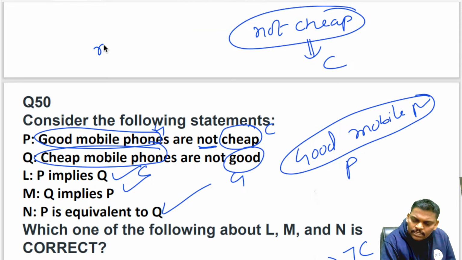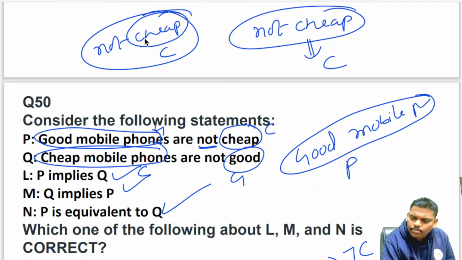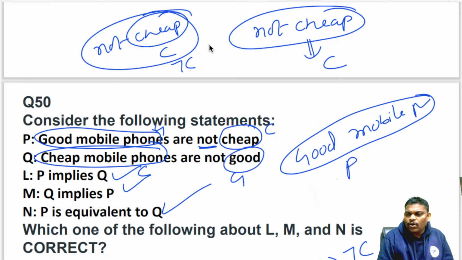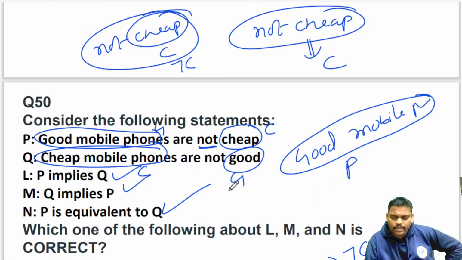So not cheap. Listen everyone now. So this is C. Not cheap means negation C. If anyone gives not cheap as C, gone. That is a mistake which will happen. Cheap is C, not cheap is negation C. This is the only thing which you can avoid.